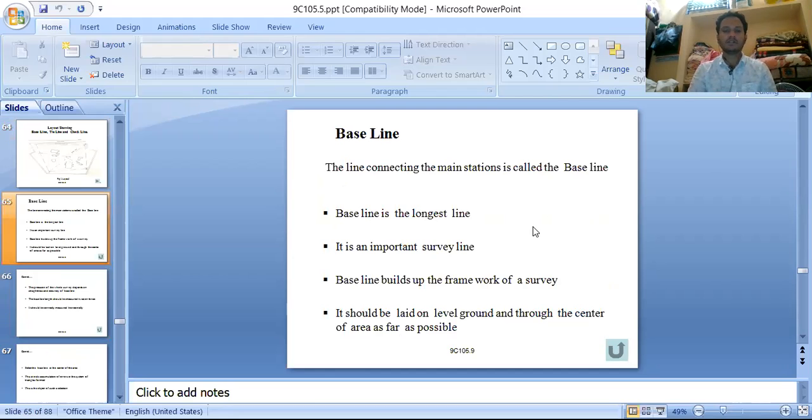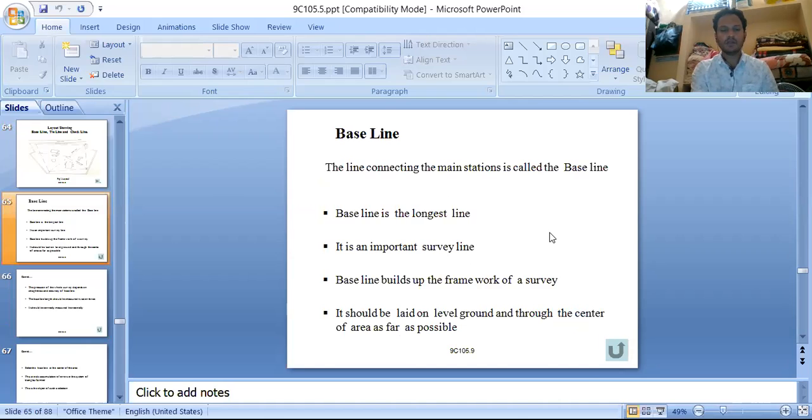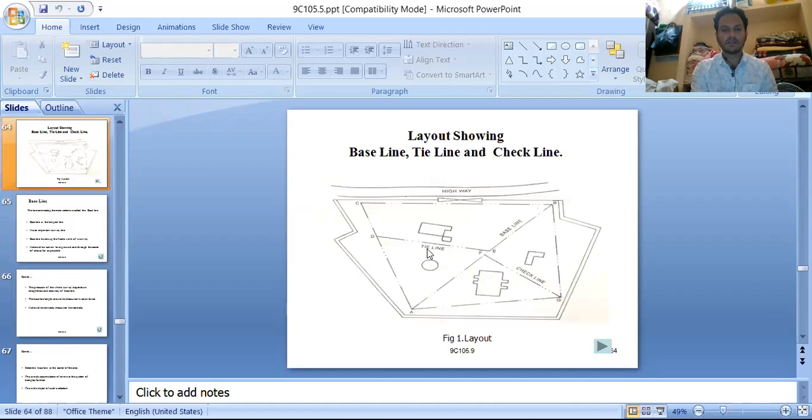Baseline means the line connecting the main stations. Baseline is the longest line in the entire survey. It is an important survey line. Baseline builds up the framework of a survey. It should be laid on level ground and through the center of the area as far as possible. Here we can observe the baseline.